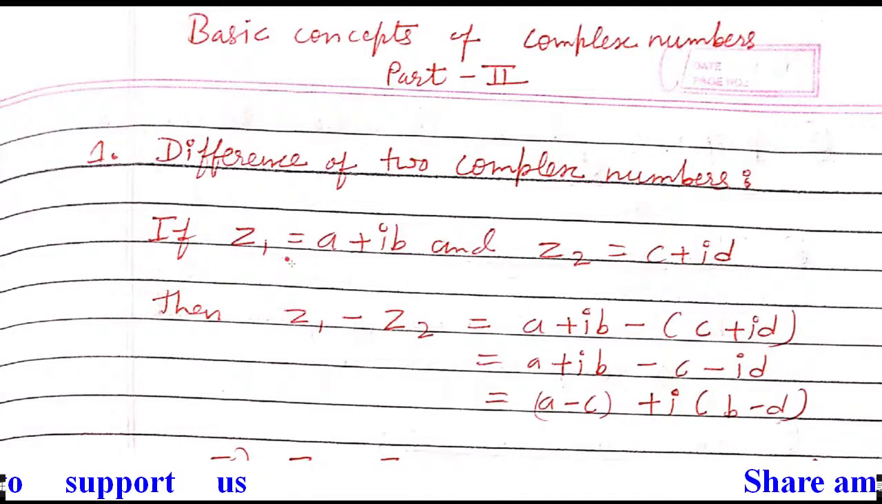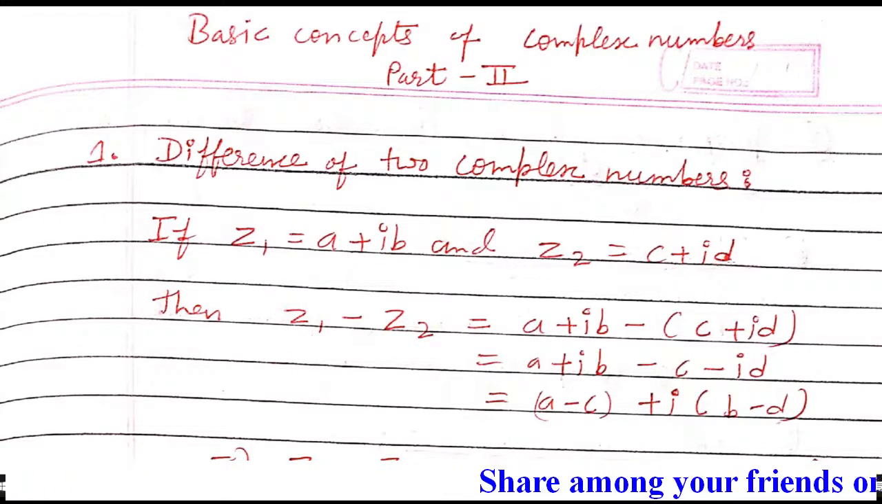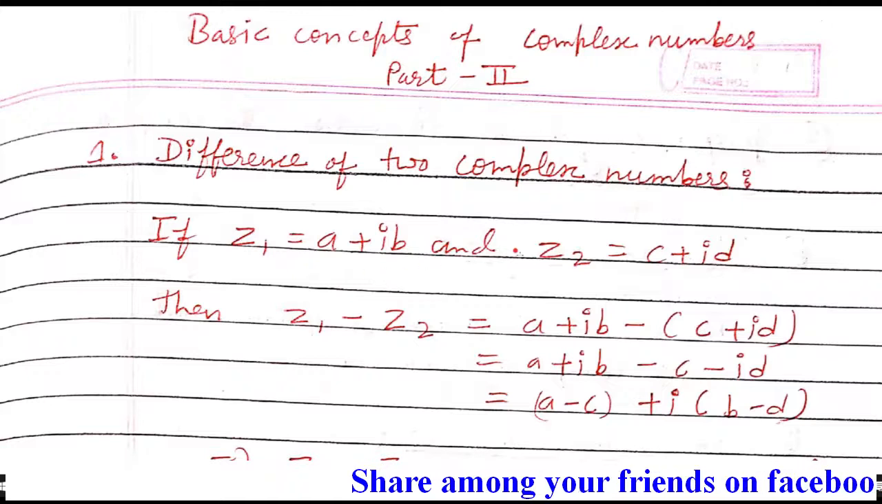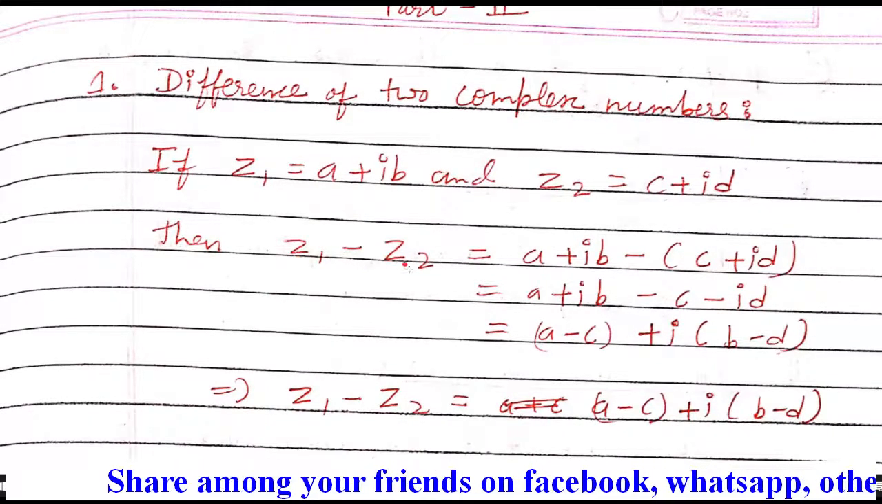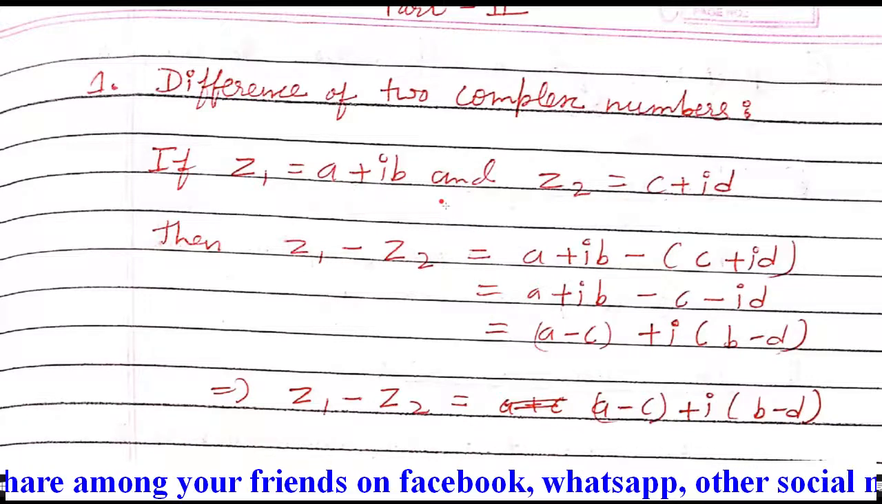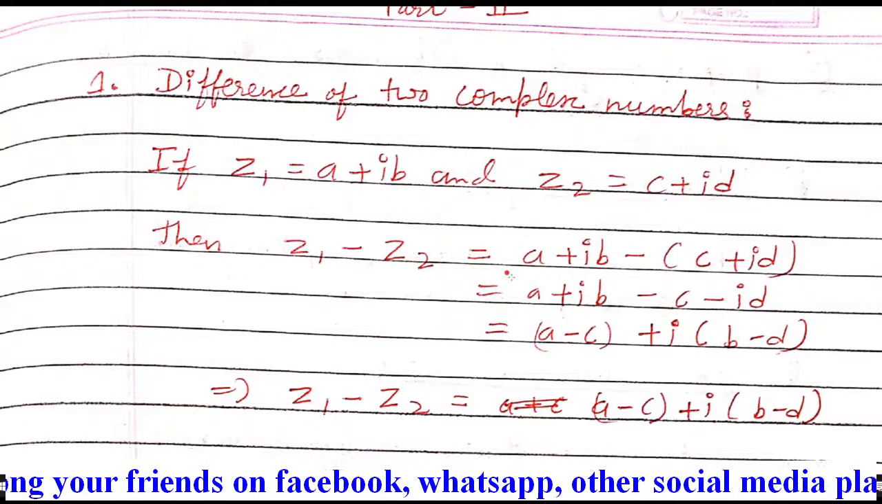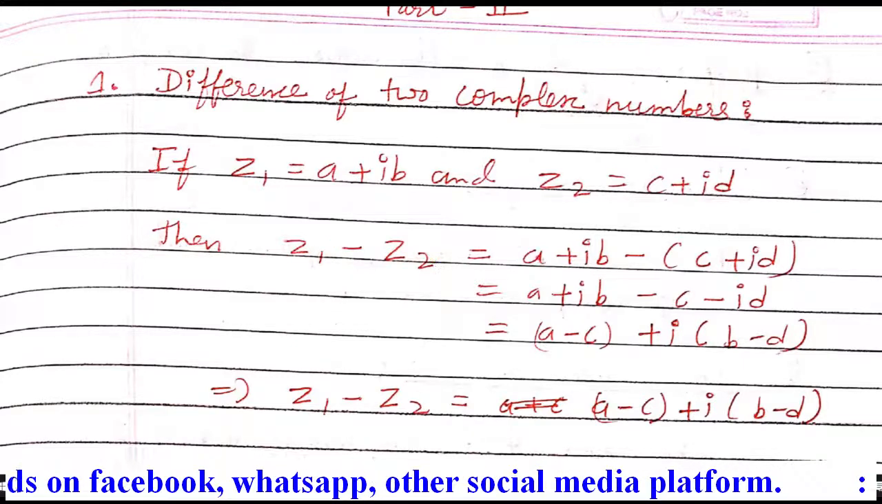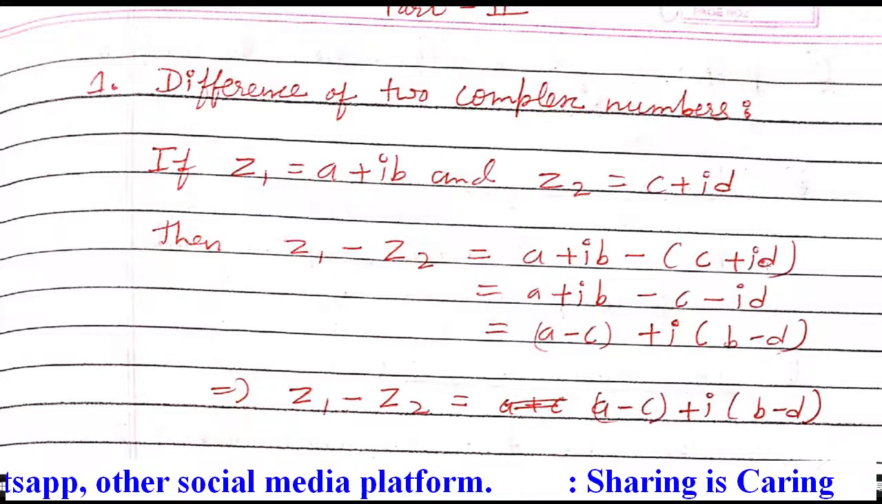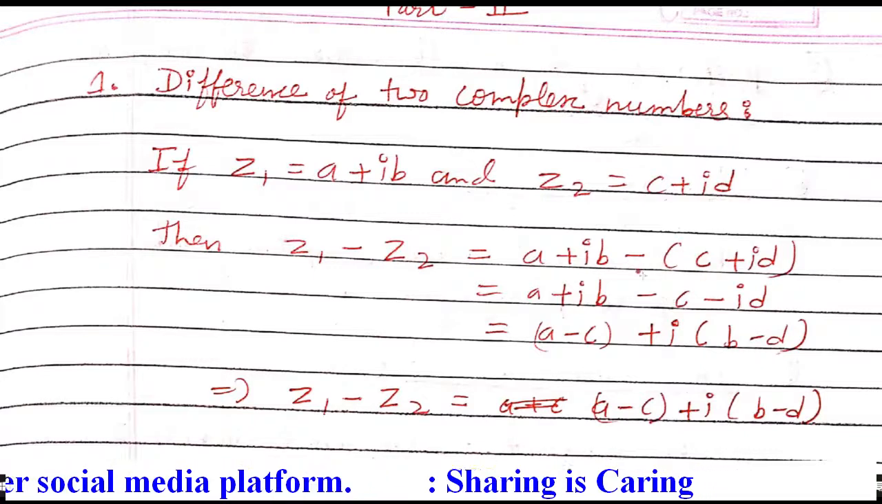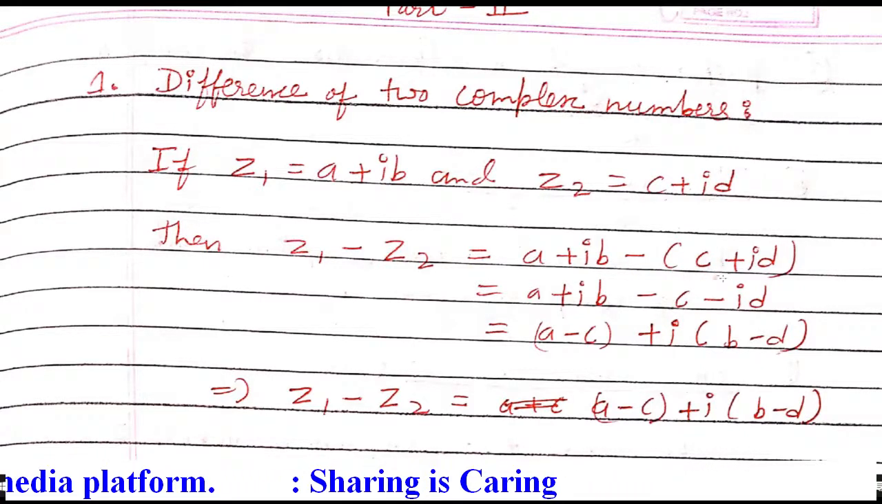So if Z1 is A plus iota B and Z2 is C plus iota D, then how can we subtract them? It's very simple. First, just write down Z1 minus Z2 and write their values here. So Z1's value is A plus iota B, then this minus symbol, and then Z2's value is C plus iota D. So open the brackets. When you open the bracket, the sign will change.